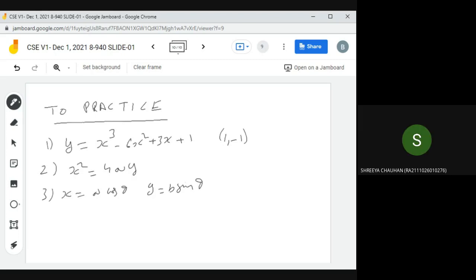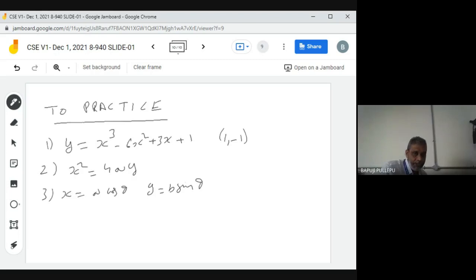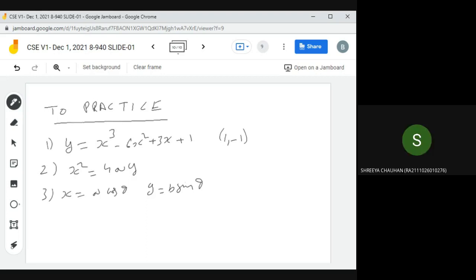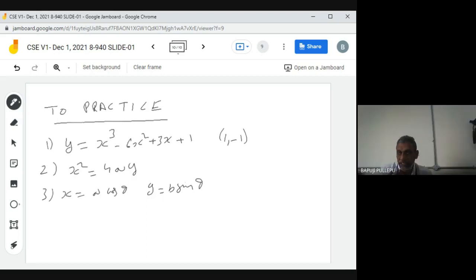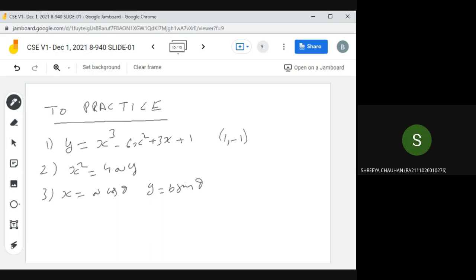Sir, in the third question, what is the value of theta? In terms of theta, whatever value is valid satisfies the parametric equation x is equal to a cos theta, y is equal to b sin theta. Okay, sir. In terms of theta, whatever value satisfies an ellipse actually. That is the parameter.